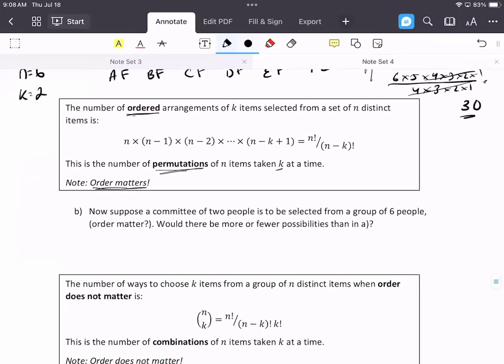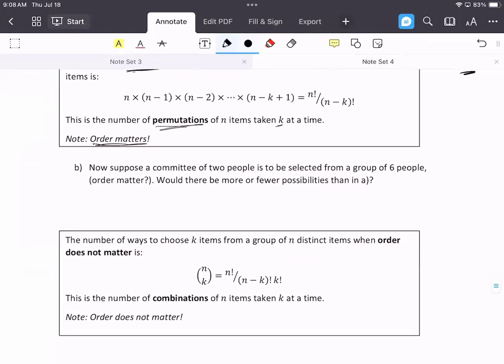Now, instead of electing a president and a secretary, let's just suppose that we're selecting a committee of 2 people. Does order matter if you have a committee? No, we're not talking about a chair of committee and then someone else in the committee. We're just talking about 2 committee members.